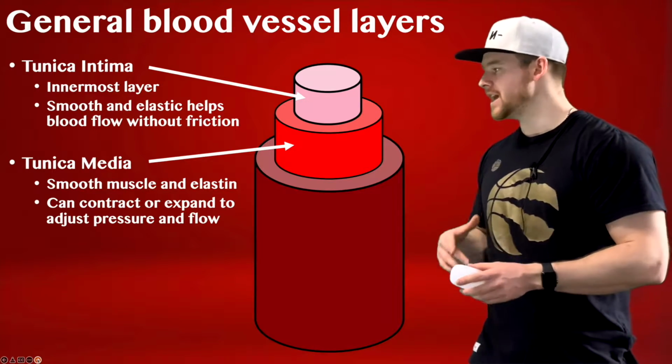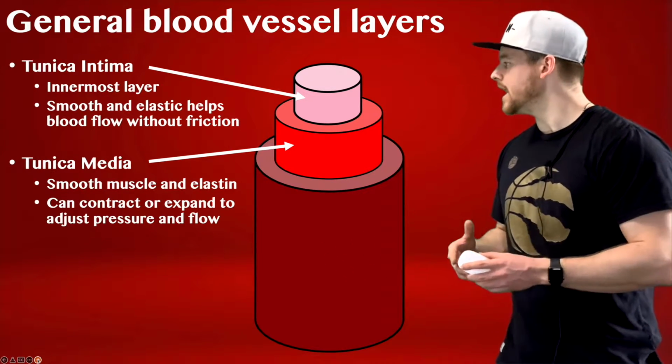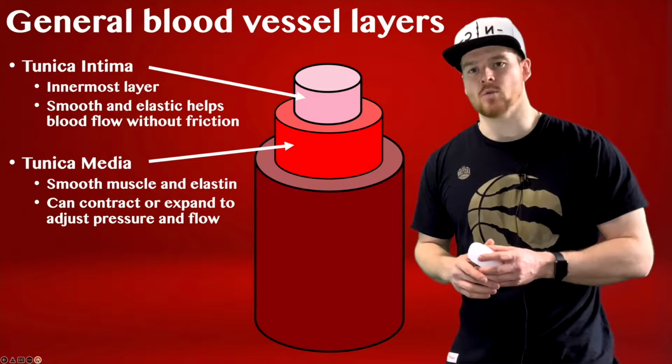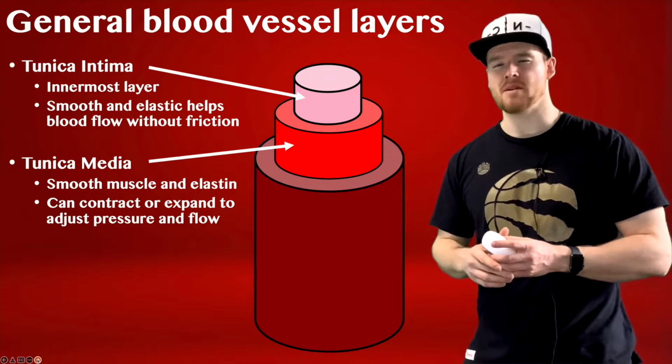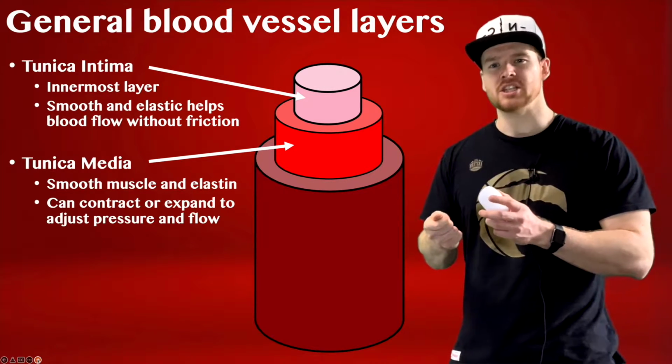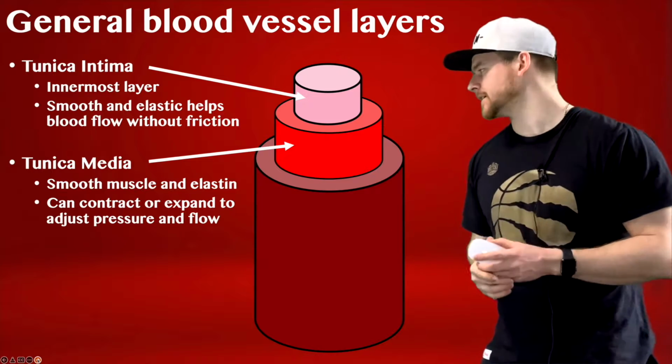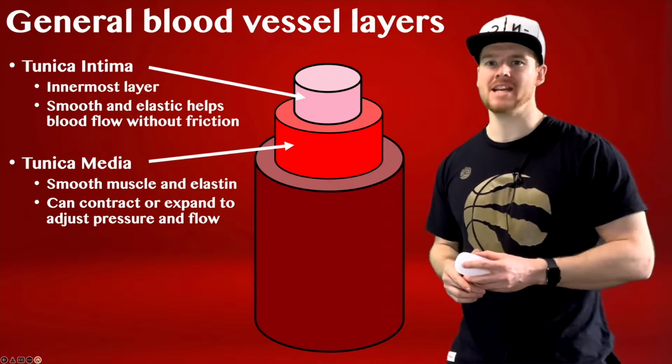So this can have to do with if there's injury, this can have to do with temperature regulation, all sorts of reasons why we might want the blood vessel to be bigger or smaller, and it has to do with that smooth muscle. And elastin, which is a stretchy material, you can kind of think as elastic. Okay, so that's the tunica media.